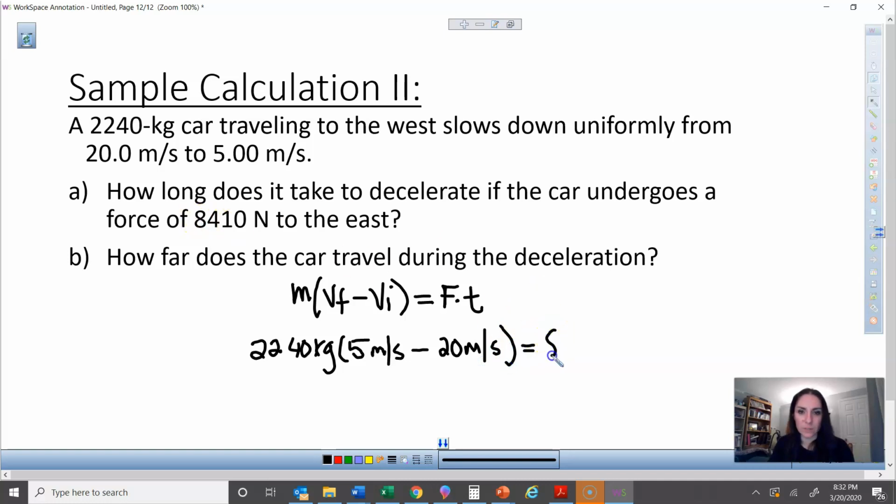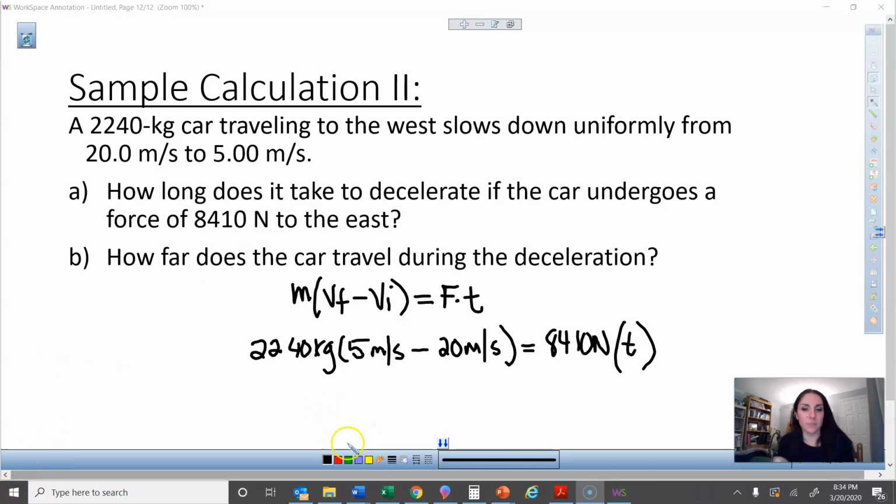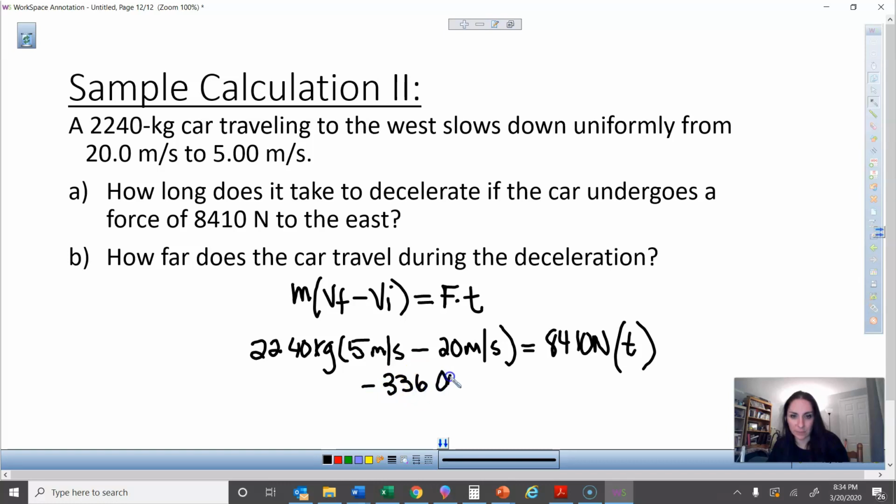It gives us the force. It's positive because it's going east. And we're looking for time. So that's the setup of this question, is looking for time. All right, let's go ahead and simplify this. So I'm going to do 5 minus 20, which is negative 15 times 240, negative 3600 kilograms meters per second is equal to this. Okay, just checking that, times t. So now I'm going to divide that by 8410.